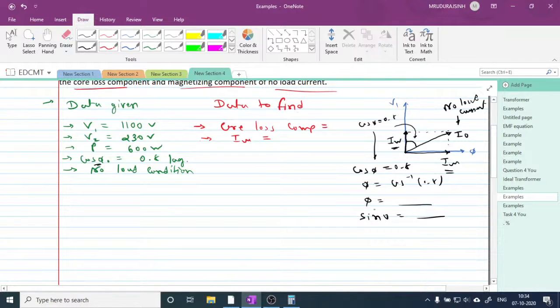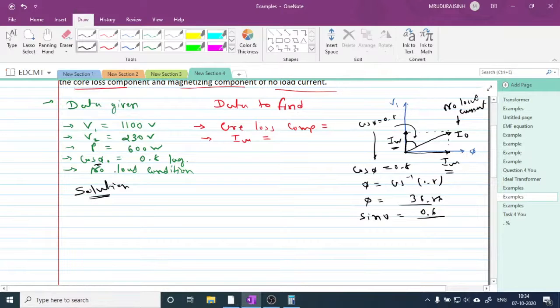Sin phi is equal to 0.6. So when cos phi is equal to 0.8, sin phi is 0.6, and you can calculate and tell me, okay, that's good, Sahadev has calculated 36.86, that's good. So now we'll go for the solution.